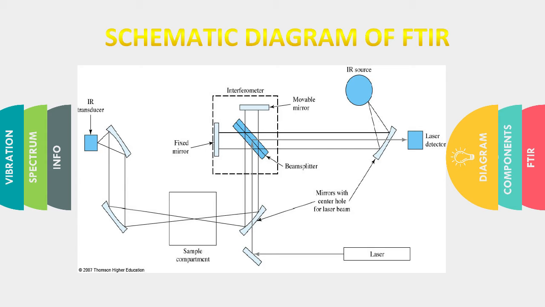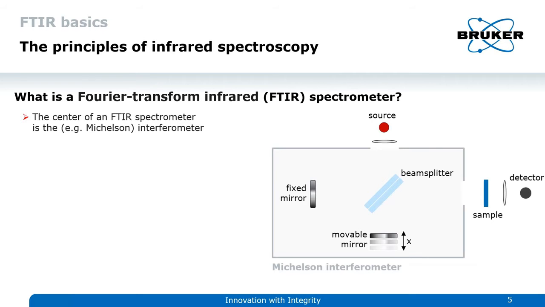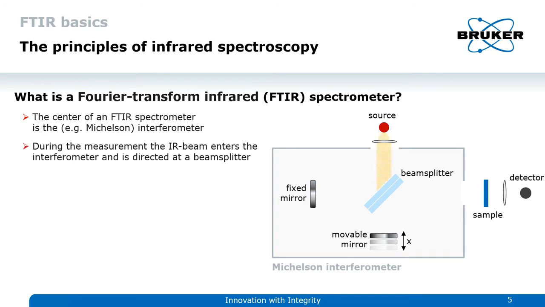The goal of any absorption spectroscopy is to measure how well a sample absorbs light at each wavelength. The most straightforward way to do this is to shine a monochromatic light beam at a sample, measure how much of the light is absorbed, and repeat for each different wavelength. The FTIR technique shines a beam containing many frequencies of light at once and measures how much of that beam is absorbed by the sample. The center of an FTIR spectrometer is the Michelson interferometer.